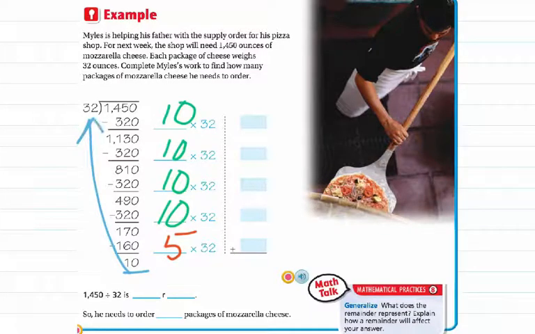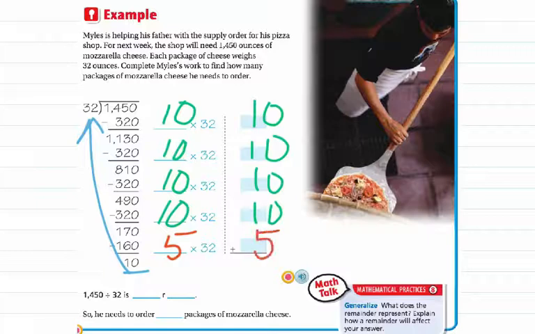Now we go back up and we compare 10 to 32. Is 10 less than the divisor of 32? Yes, so we know that's going to be a part of the remainder. So now on the separate side, we're going to add up all of our partial quotients. Remember, our partial quotients were our unknown factor. So we have 10 plus 10 plus 10 plus 10 is 40, plus 5 is 45. So 1,450 divided by 32 is 45, remainder 10.